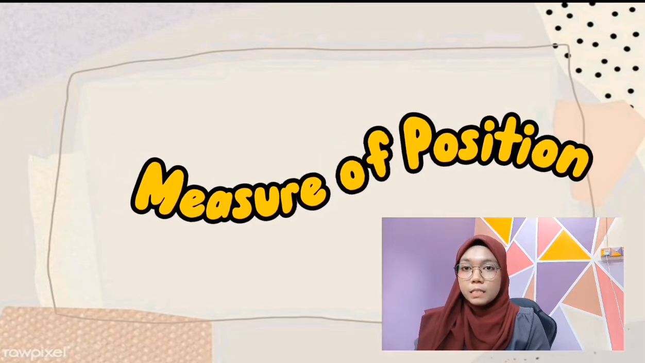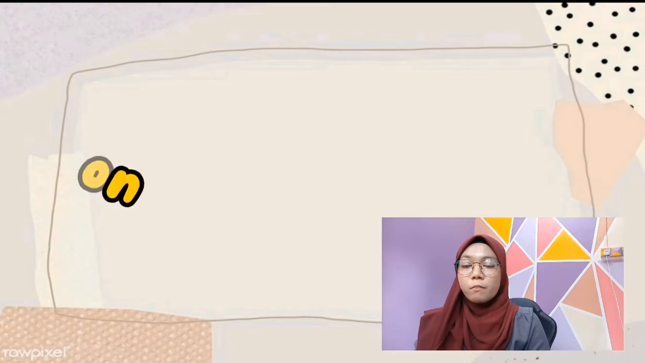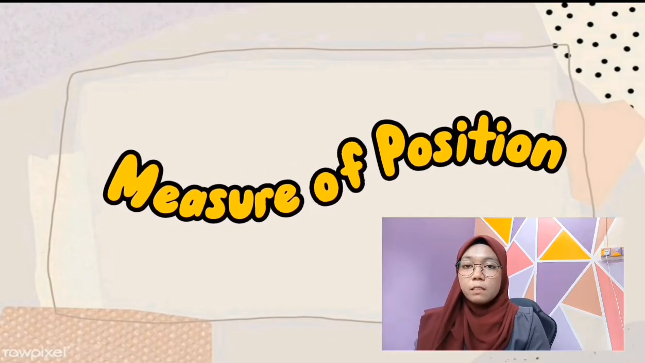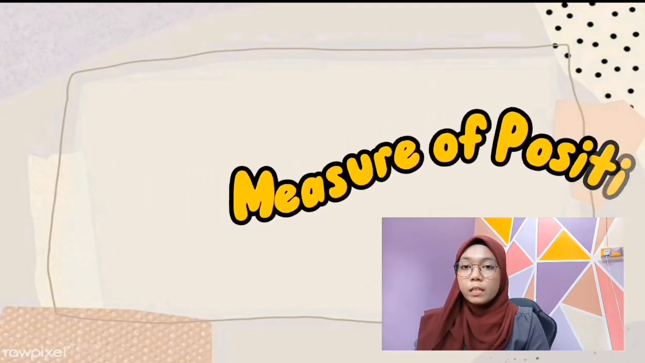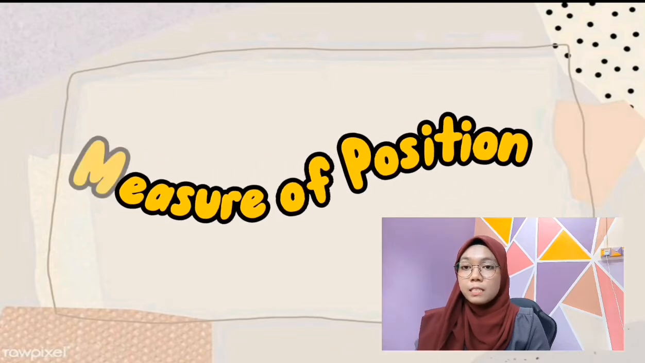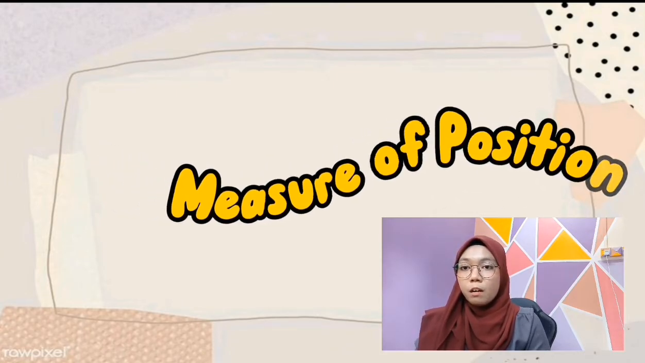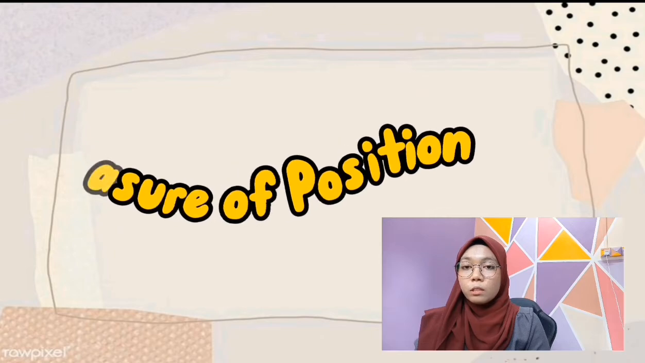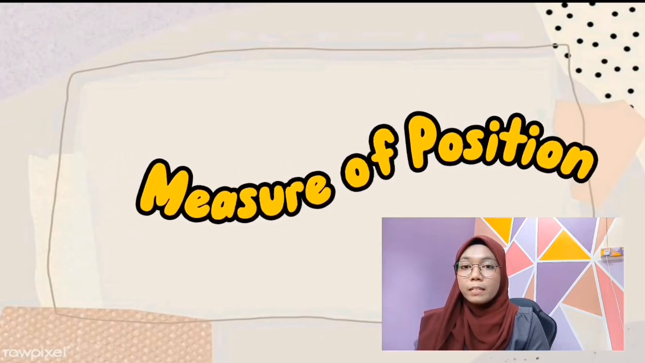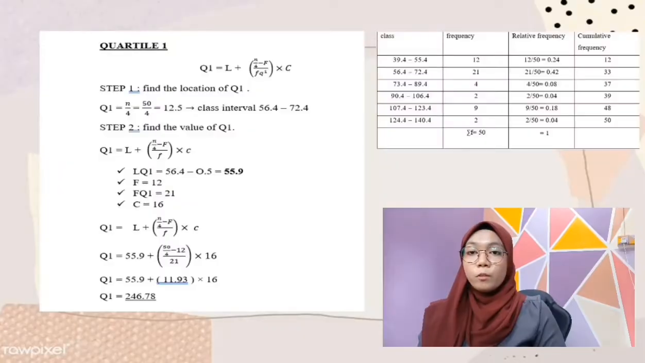Measure of positions is the position of a single value in relation to other values in a sample of the data set. The measurement of positions must be sorted from the lowest to the highest of data. The formula for quarter 1 is L plus (N over 4 minus F) all over F times C.